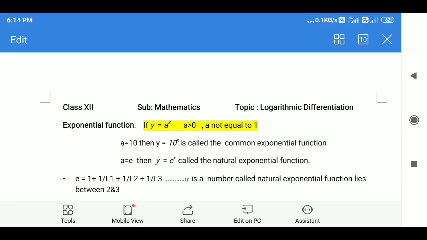Good morning, students. Now we discuss logarithmic differentiation. Before going to this topic, we have to know the exponential function.